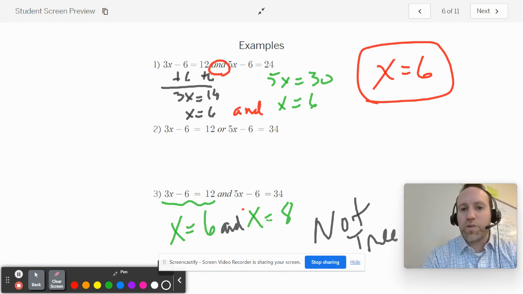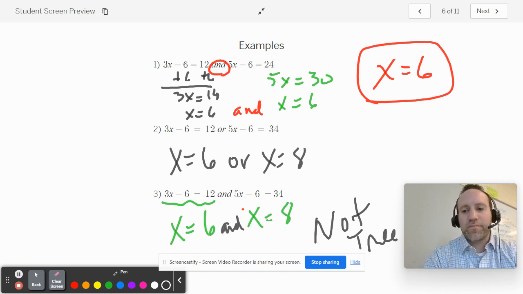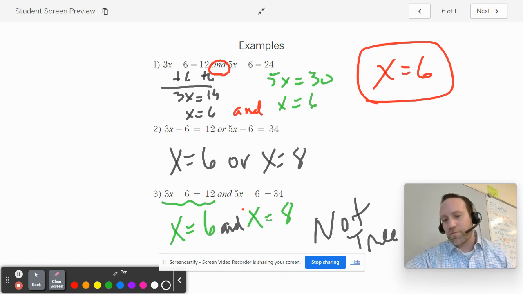But if we look at number 2, it's an or statement. It's the same equation we had in number 3. It's an or statement. X equals 6 or x equals 8. That's fine. You can leave your answer like that. As long as one of those parts is true, then you're good.